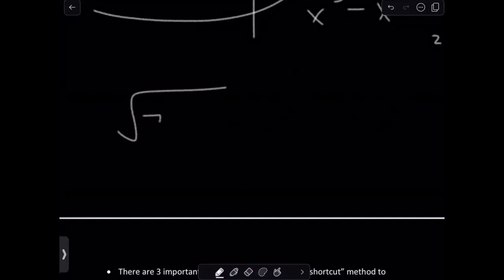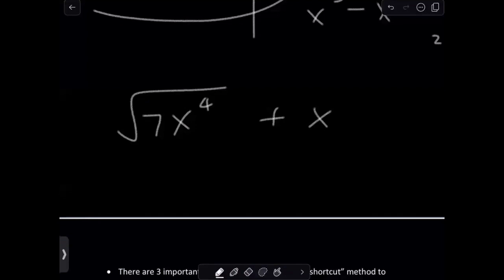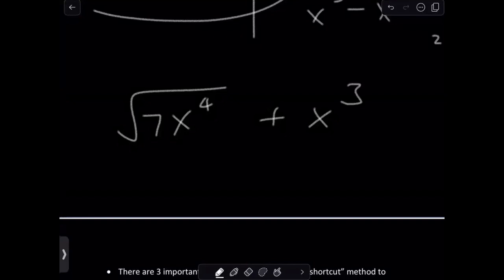If I say the 7th root of x to the power 4 plus x to the power 3, what is the degree of this polynomial? The answer is not 4. Why is that? Let's take a look at that.